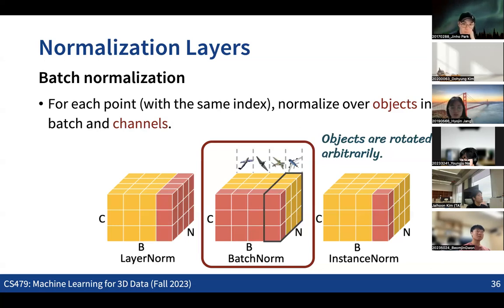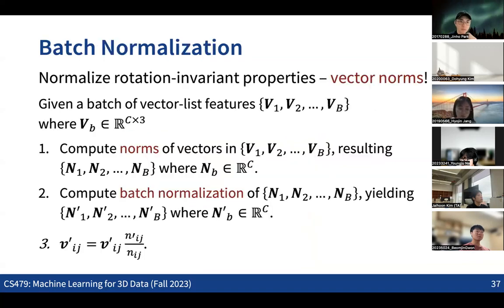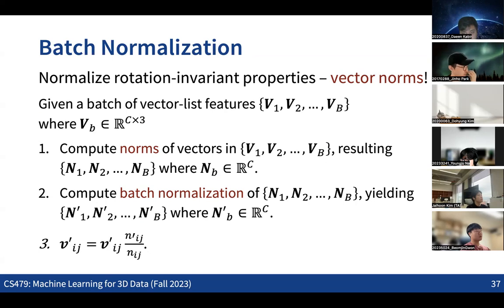Since all the objects have different coordinate systems, what we want to do is normalize only the rotation invariant properties of the vectors. And the rotation invariant properties for the vectors would be the vector norms. So instead of normalizing the entire vectors, we are only normalizing the vector norms and then applying these normalized norms to the given vectors.